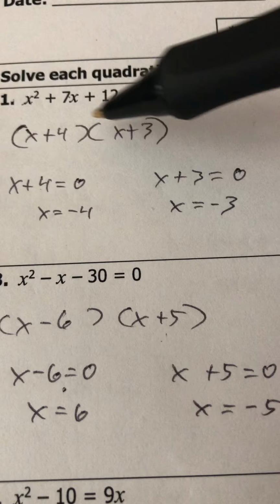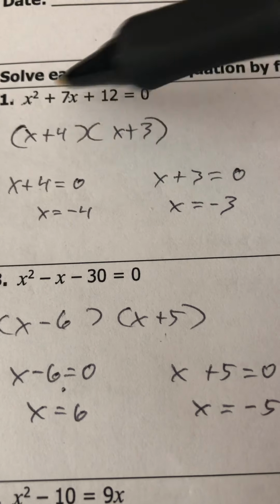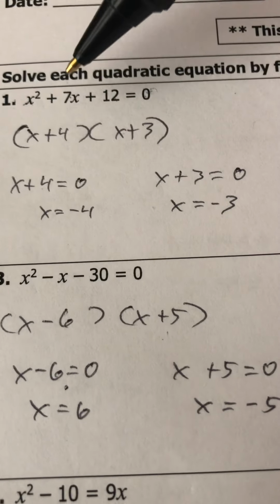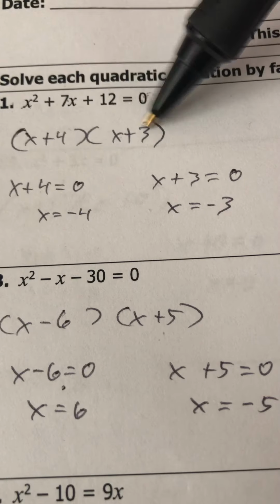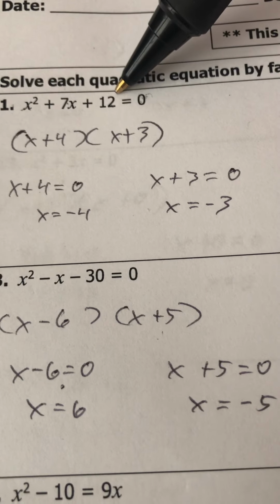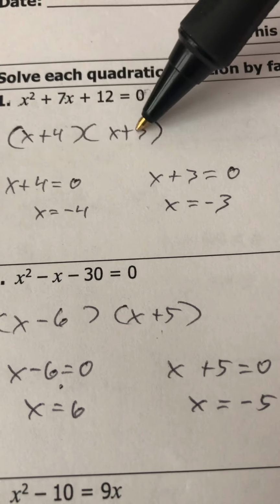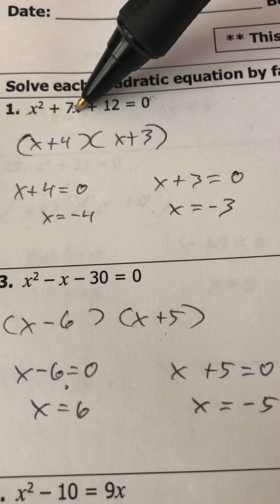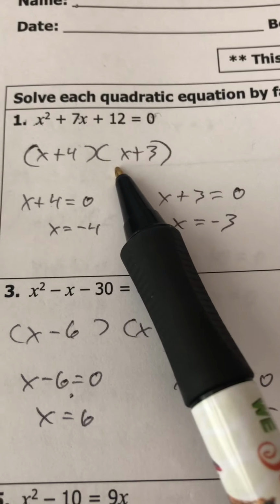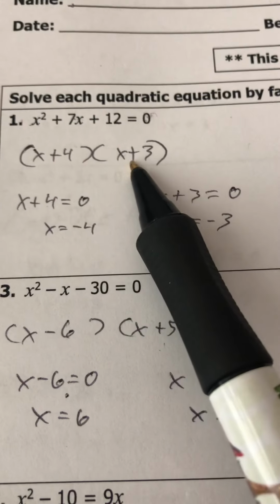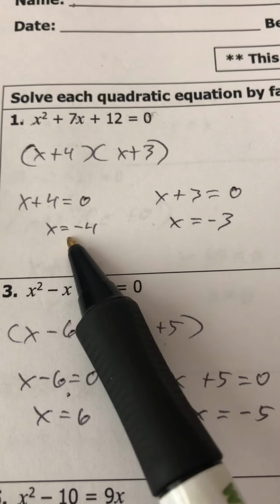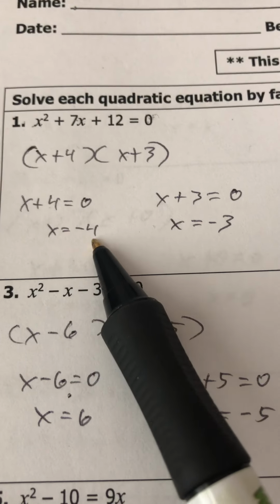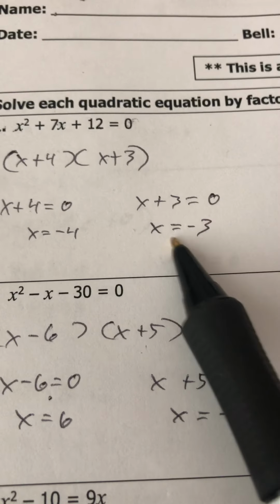I split up my x's because x times x is x squared. And the numbers 4 and 3 work. 4 times 3 gives me 12. If I had a 4x and a 3x, that would add up to be 7x. And so we take each one of these, set them to 0, and solve for x. So x equals -4, and x equals -3.